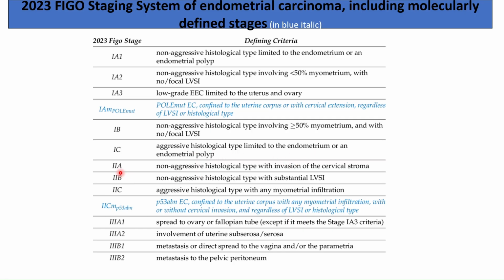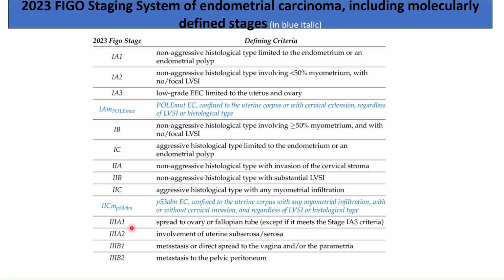Now stage 2A is non-aggressive invasion to cervical stroma. In 2B, it is non-aggressive with substantial lymphovascular invasion. 2C is aggressive type with myometrial infiltration. And this 3C group, with mutation P53 abnormality, is confined to uterine corpus with any myometrial infiltration, with or without cervical invasion, regardless of lymphovascular invasion or histologic type.